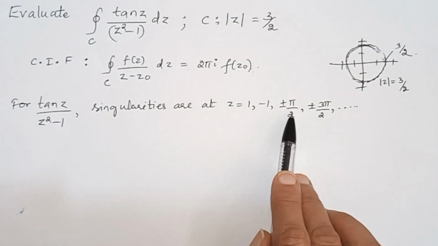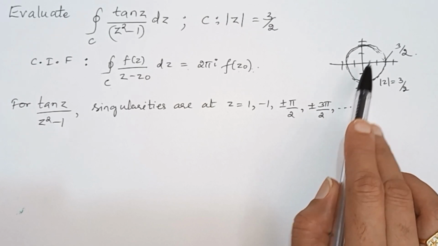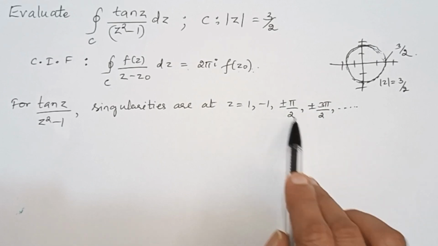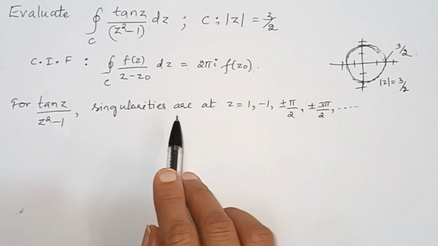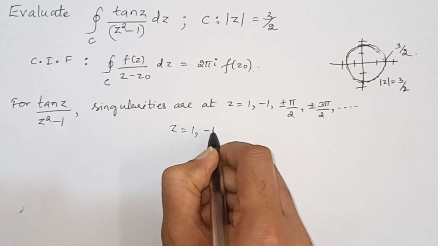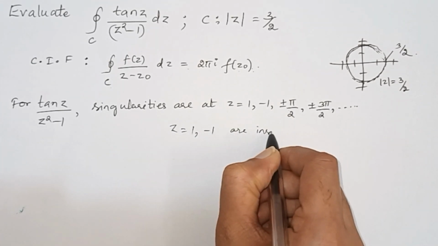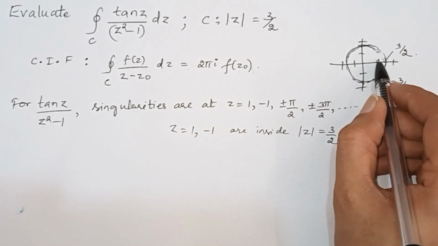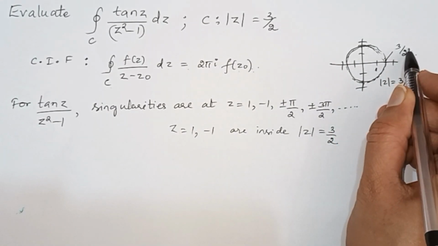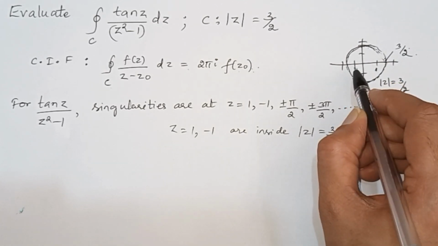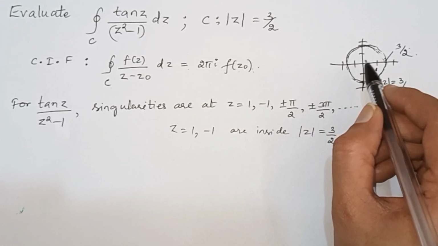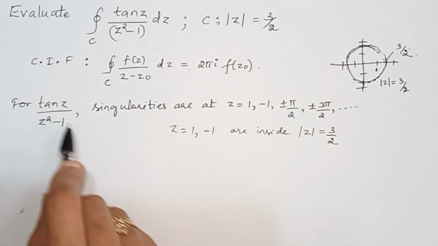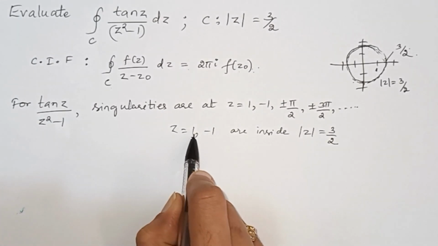Anyway, these points won't be included within this closed curve, because the radius is just 3 by 2, 1.5 units. Hence you can exclude these points. Now z equal to 1 and minus 1 are inside this closed curve, that is the circle mod z equal to 3 by 2, because 1 comes here, the radius is 1.5 units, 1 is within this closed curve. Similarly, minus 1 is also within this closed curve. Therefore, we are splitting the given function in terms of these singular points 1 and minus 1.